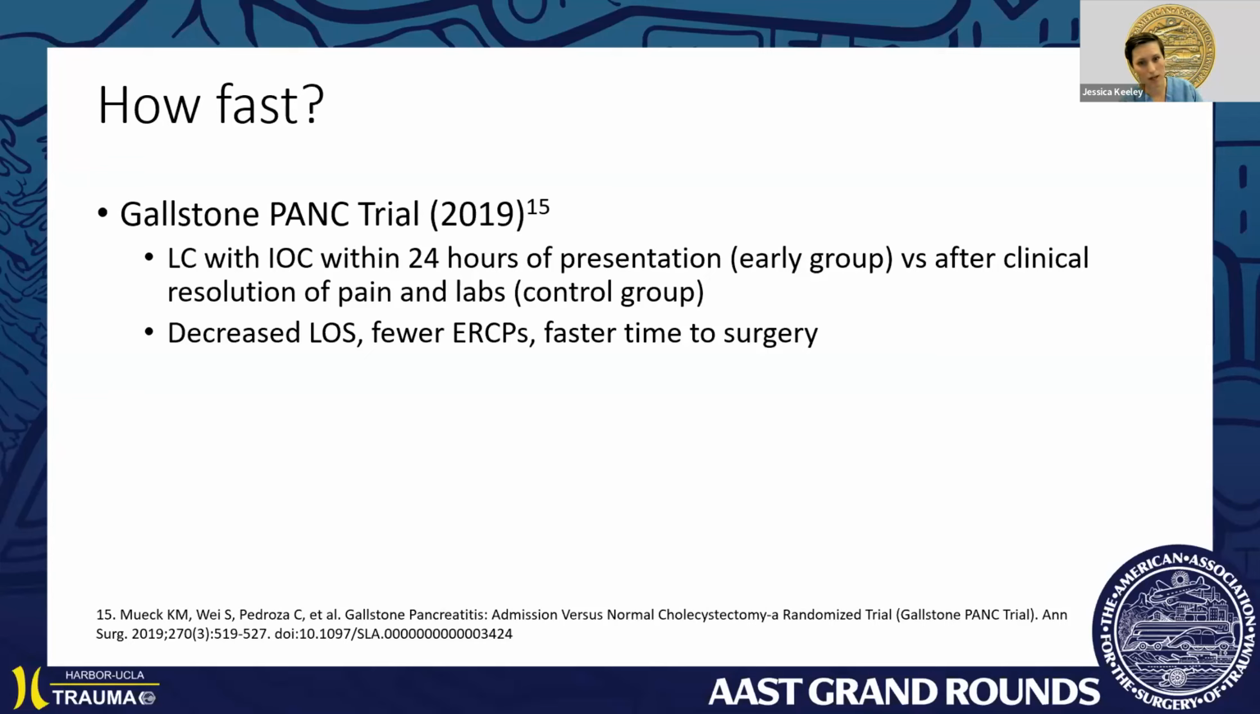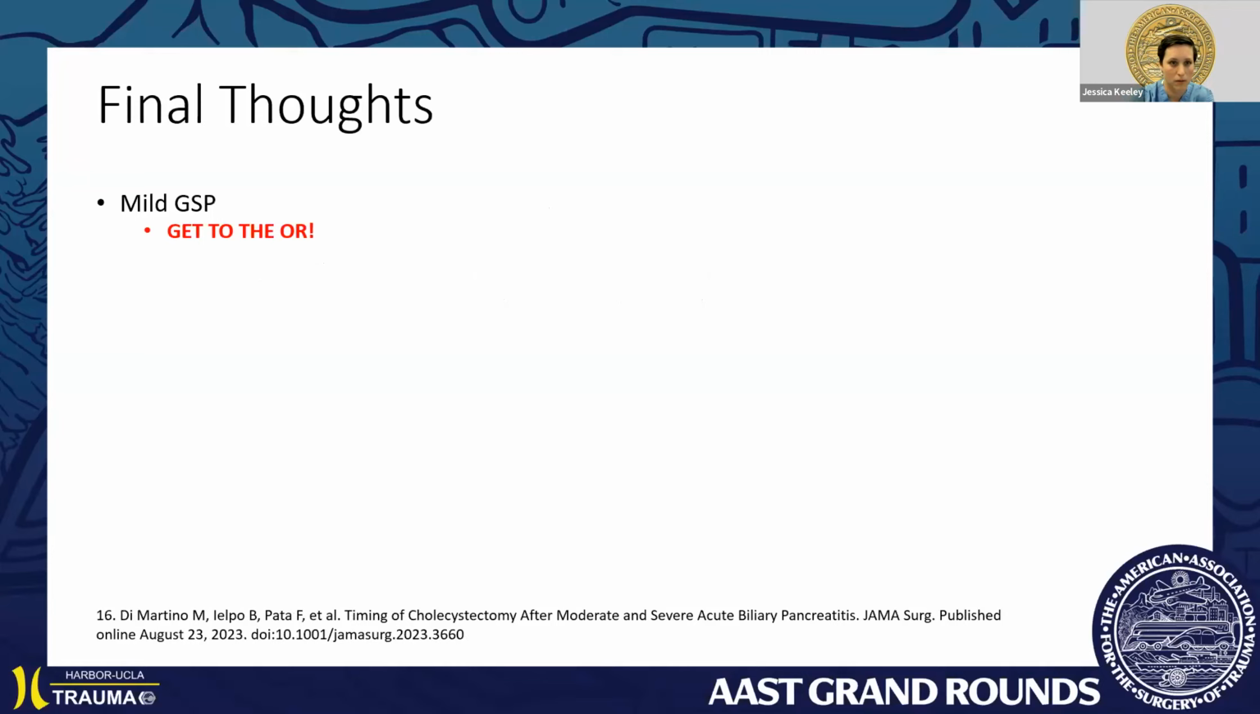I like taking out gallbladders, so I might be a little biased, but I hope I've shown that evidence really supports early cholecystectomy. So, final thoughts: mild gallstone pancreatitis, your scoring system of choice. Again, none is better than the other. I prefer either BISAP or Revised Atlanta for ease of use, and they've been used in the more recent studies looking at severity of gallstone pancreatitis. But mild, get to the OR.